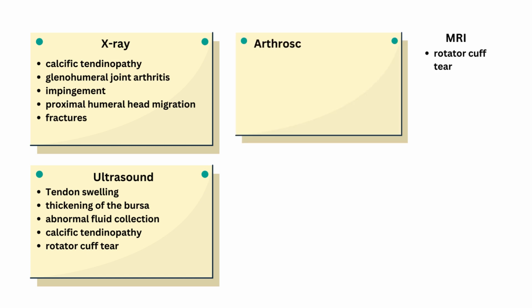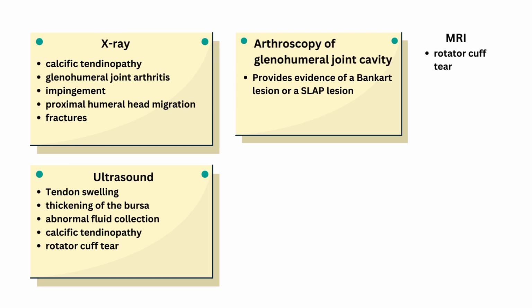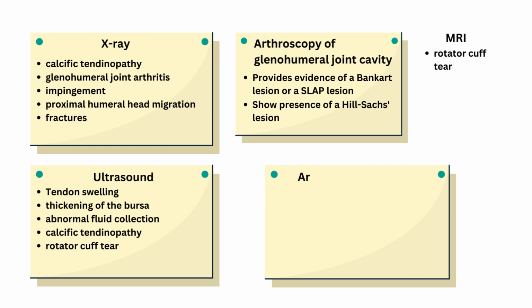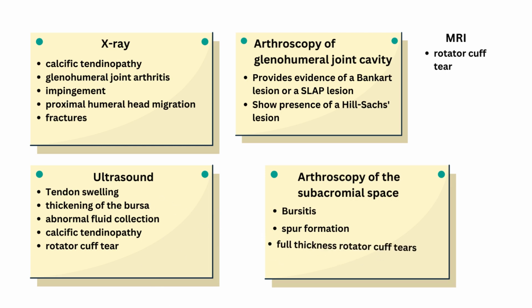Arthroscopy of the glenohumeral joint cavity provides evidence of Perthes-Bankart lesion or a SLAP lesion. It shows presence of a Hill-Sachs lesion. Arthroscopy of the subacromial space allows for the assessment of bursitis, spur formation, and full thickness rotator cuff tear.